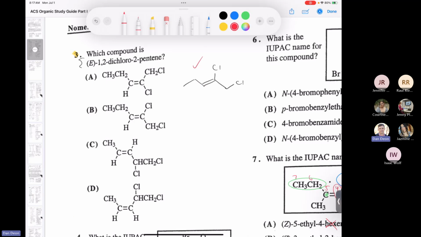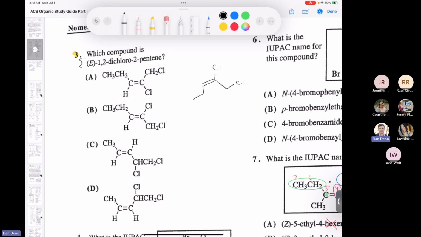Well, if we look at B, you can see that B goes 1, 2, so it's a 1,2-dichloro. But if you look at these two, this is the highest. Actually, did I draw it the correct way? No, I didn't. Sorry, I drew it incorrectly. Let's try it again. So this would be the highest priority group, and then this would be the highest priority group, wouldn't it? So that would be a Z compound, what I drew. So let me just fix it. There we go. That's the right compound here.